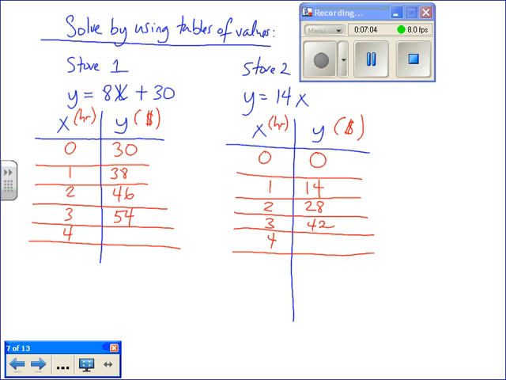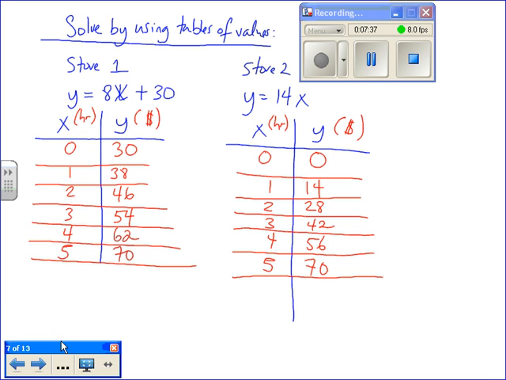So I put in 4 hours. Let's see. If I put in a 4 for x into my first equation, I get 4 times 8, which is 32. 32 plus 30 is 62. And on the other side, 4 times 14 is 56. These numbers are getting close. Let's try 5 hours. Okay, 5 times 8 is 40, and 40 plus 30 is $70. If I ski for 5 hours with option 2, I have 5 times 14, which is $70.